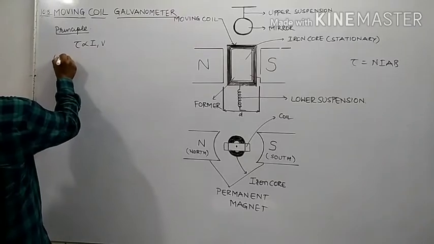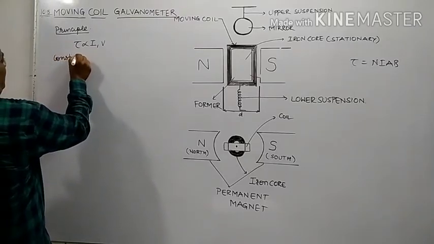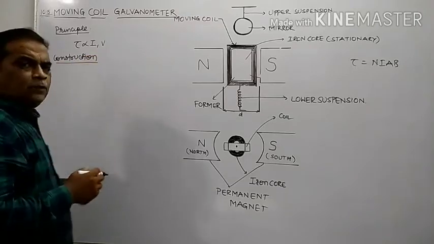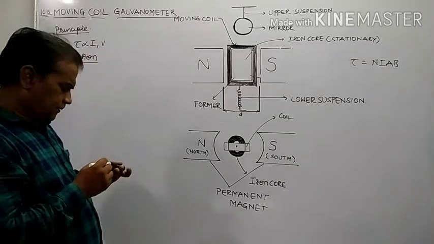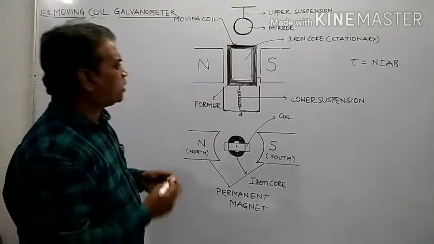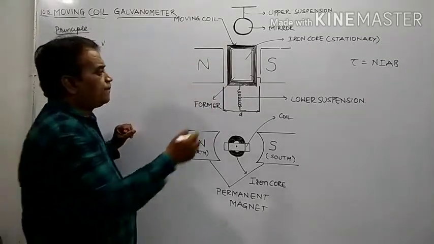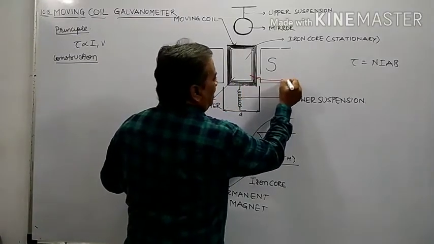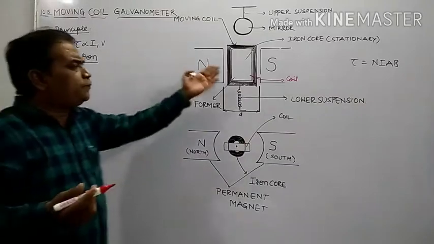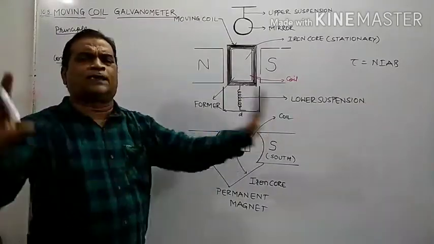In the construction of the moving coil galvanometer, you simply have to write 3 to 4 lines. First, the moving coil galvanometer consists of a coil. It consists of a coil having a few turns of insulated copper wire.